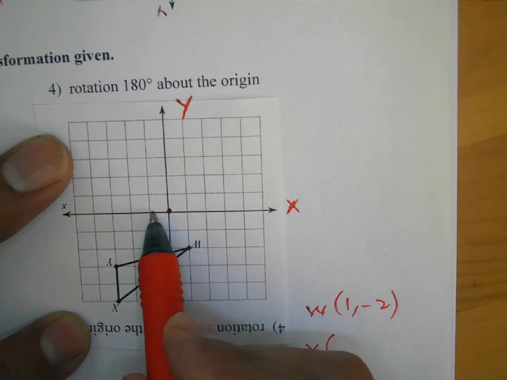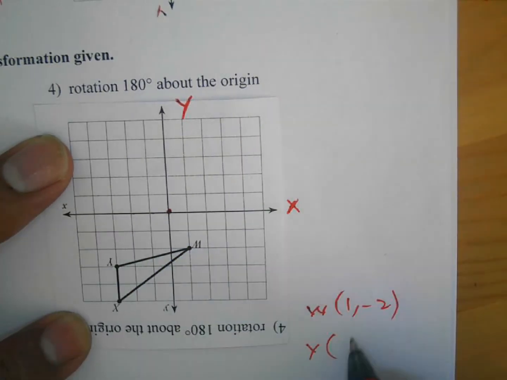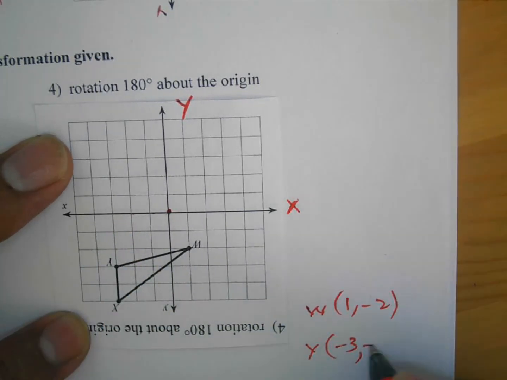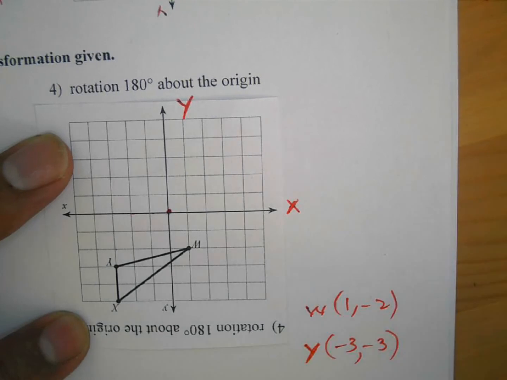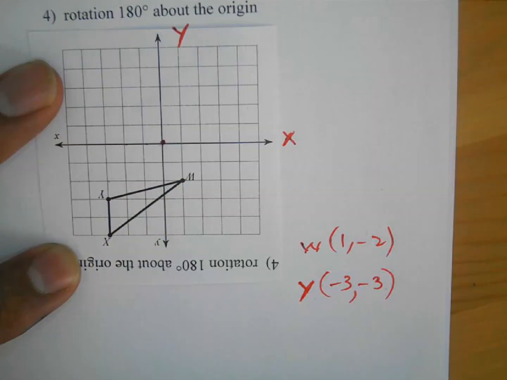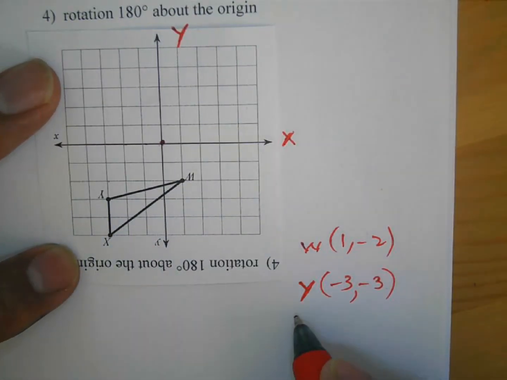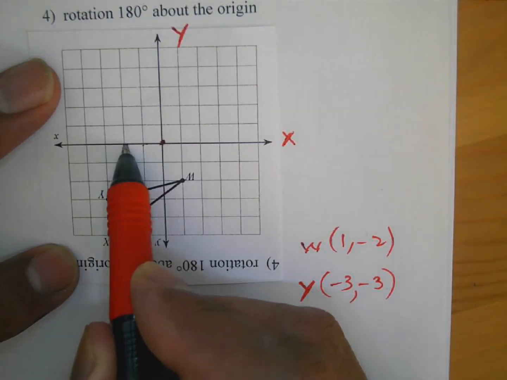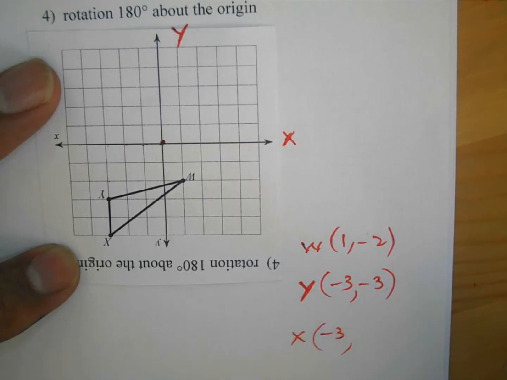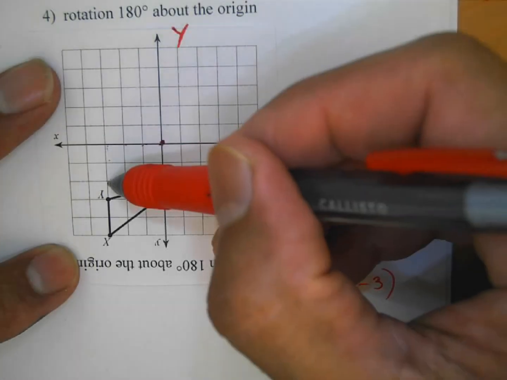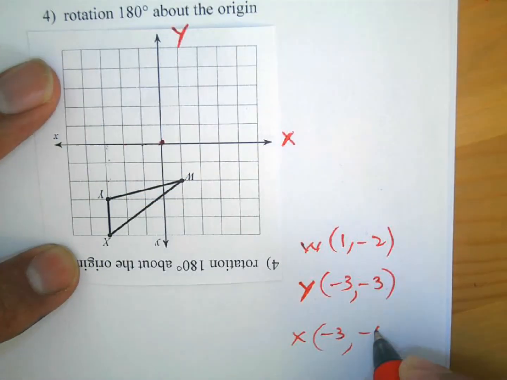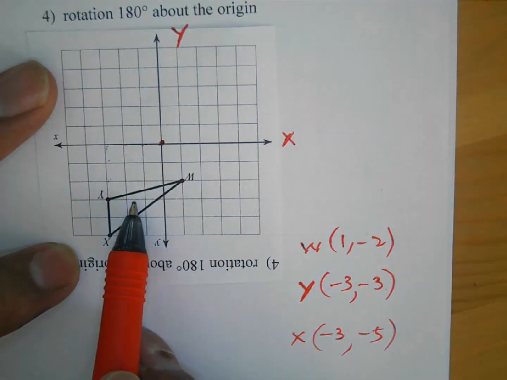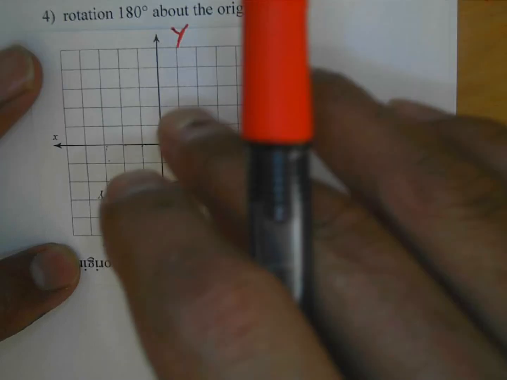Y is going to be negative 1, negative 2, negative 3 on the X. And negative 1, negative 2. Oh, and negative 3 on the Y also. And lastly, this one is going to be X. Well, that's also negative 1, negative 2, negative 3, and negative 1, negative 2, negative 3, negative 4, negative 5. See, I have the coordinates of where this is supposed to be.